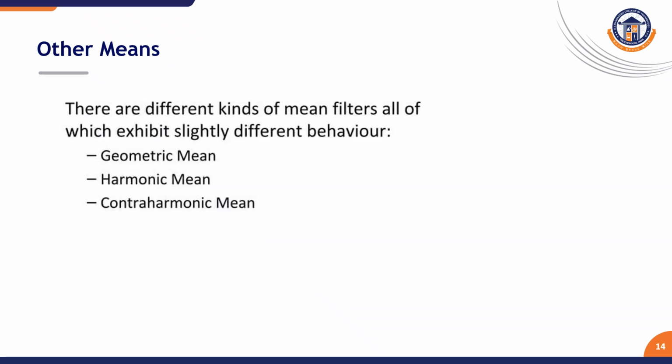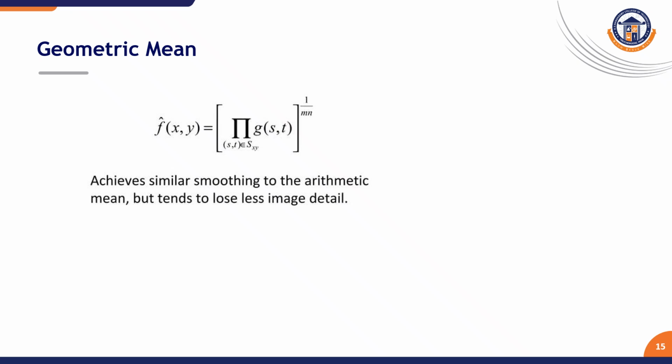Other mean filters are the geometric mean filter, harmonic mean filter, and contra harmonic mean filter. In the geometric mean, the formula used is f cap of x comma y equal to the product of g of s comma t, the whole raised to the power 1 by m n. It achieves smoothing similar to the arithmetic mean, but it tends to lose less image detail.